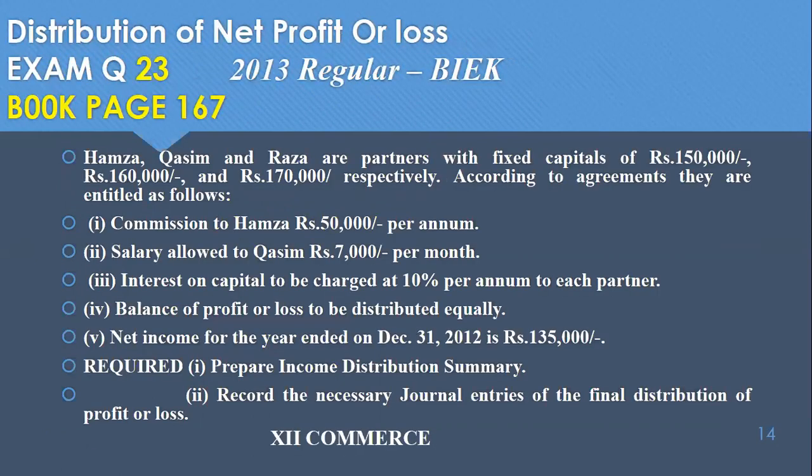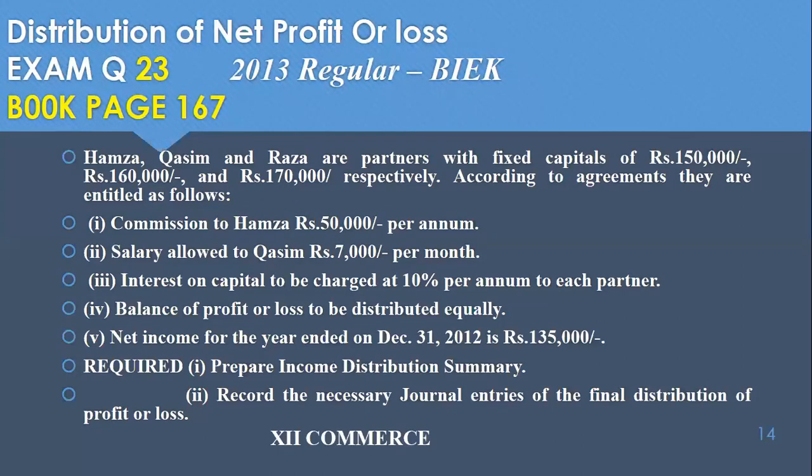We have Hamza, Qasim and Raza as partners with capital balances of 150,000, 160,000 and 170,000. Then we have commission for Hamza per annum, which means yearly, of 50,000. We have salary to Qasim of 7,000 per month, which means you have to multiply it by 12.